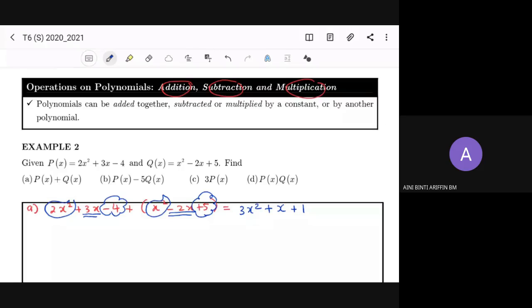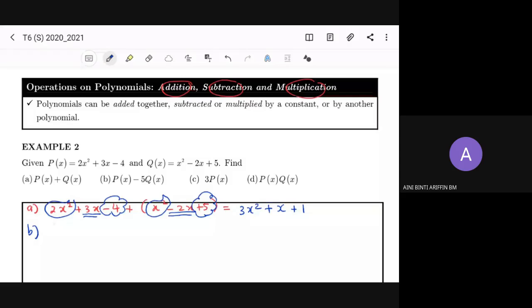Okay, for the next one, part B. Wah, ada peluang untuk menyampuk tau. Kalau ada saya salah tulis ke apa, just tell me lah. Okay, part B.